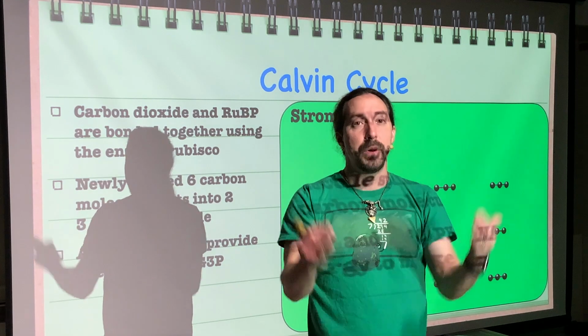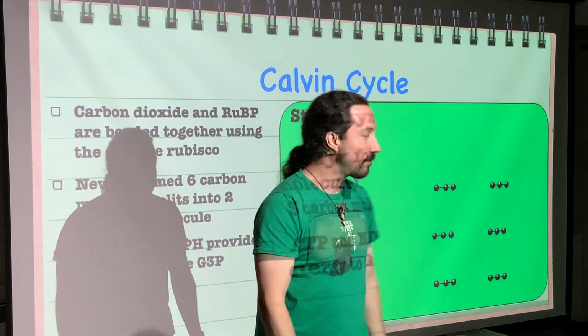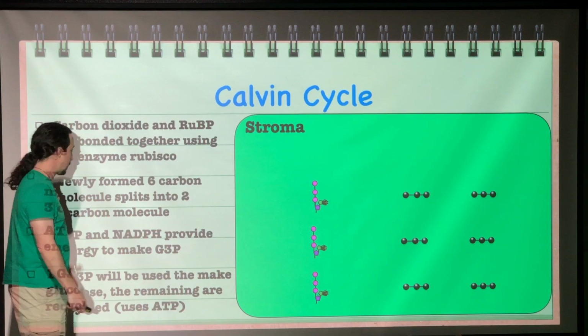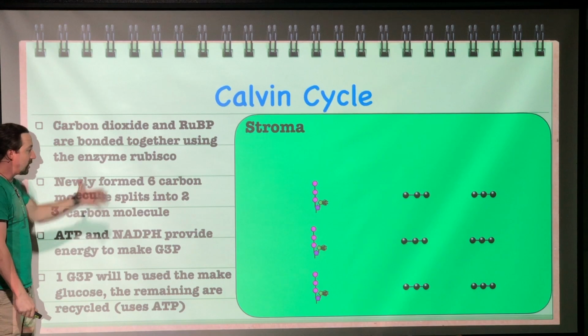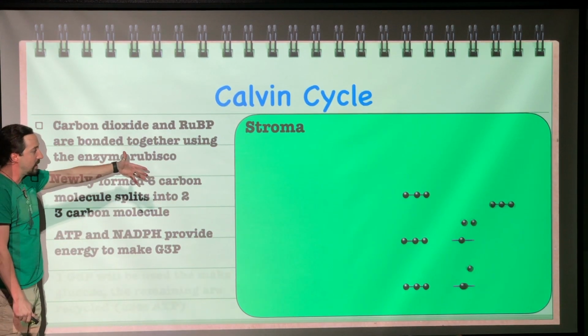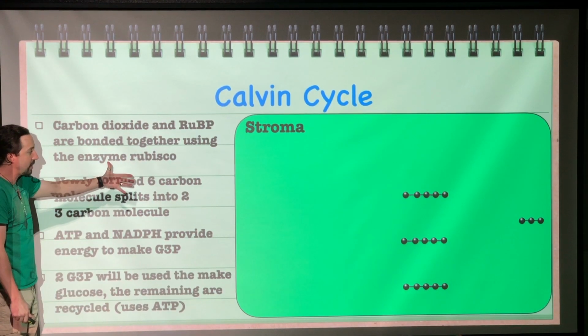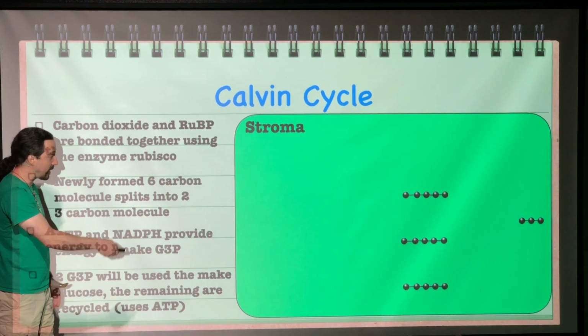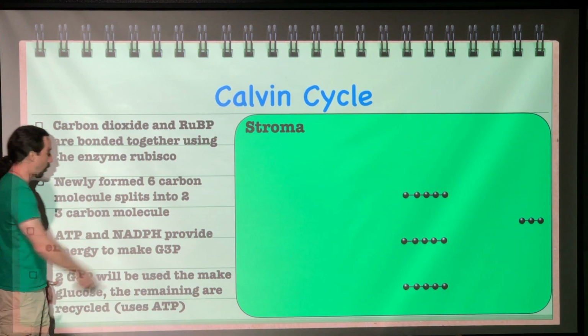So it needs to build more RuBP. And that's why the cell is actually going to only keep one of these glyceraldehyde 3-phosphates to use to build glucose. The other glyceraldehyde 3-phosphates are going to be used, and the rest of the ATP will be used for this process to rebuild RuBP.